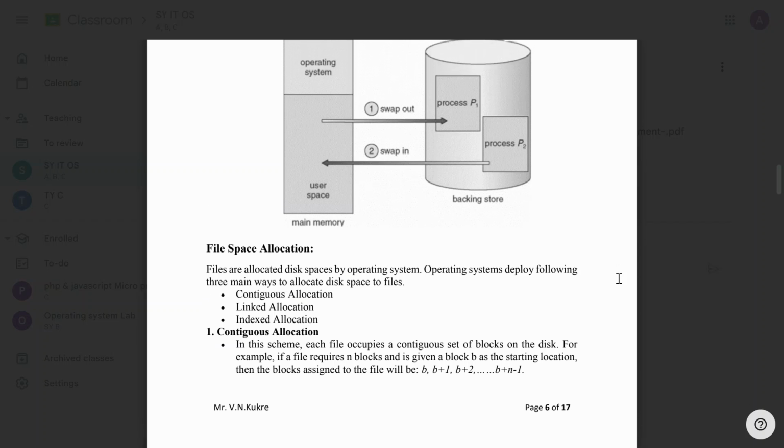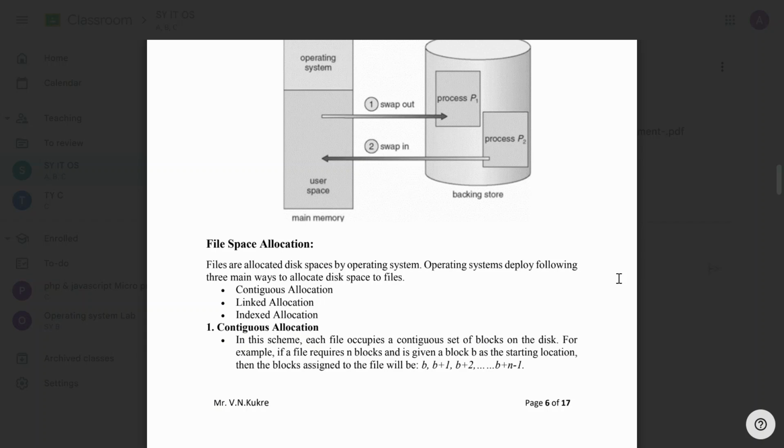Files are allocated disk space by operating systems. Now, operating systems deploy the following three main ways to allocate disk space to files. The first way is contiguous allocation. The second one is linked allocation. The third one is indexed allocation.